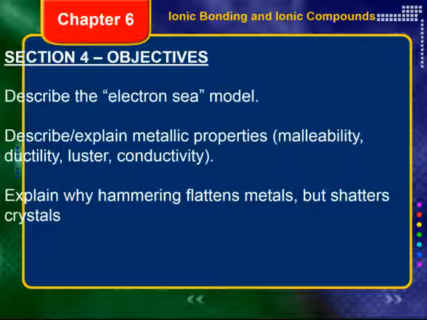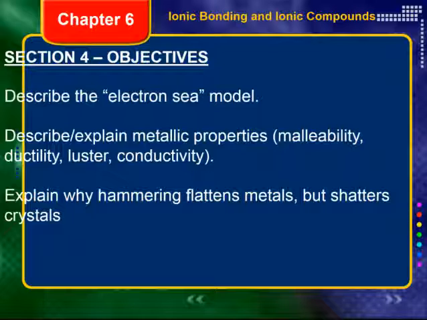But moving forward into section 4, talking about metals, metallic bonding, we're going to need to describe the electron sea model. We're going to need to describe or explain metallic properties. Those metallic properties are malleability, ductility, luster, and conductivity. We're not going to talk about luster very much in this lecture. There is a sufficient description in your textbook, however, and that will be useful later. And then lastly, explain why hammering flattens metals but shatters crystals. That's our last objective for this lecture.